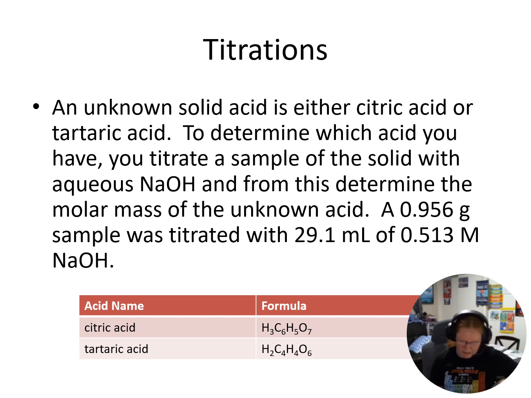Okay, so when I look at these, I see that citric acid, if I calculate the molar mass, is 192.1. And tartaric acid is 150.1.